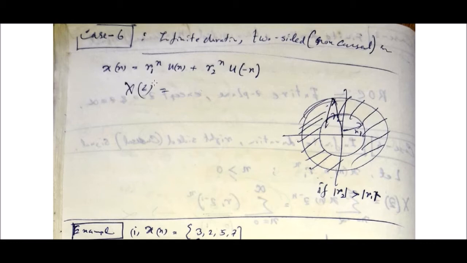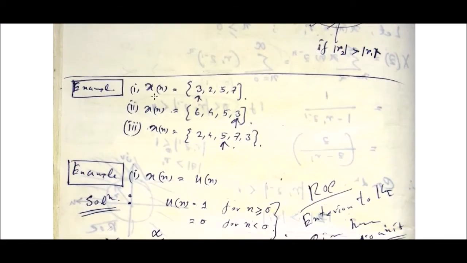That means ROC will not exist. Z transformation will not exist for that case. For this case, Z transformation will exist only if R2 is greater than R1. Remember, okay? So it is the case of the two-sided infinite duration signal.